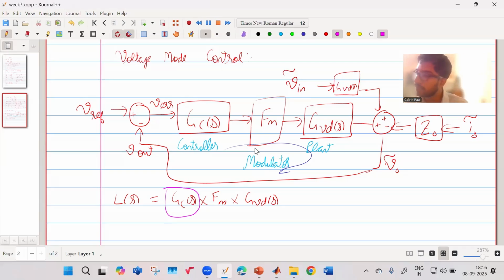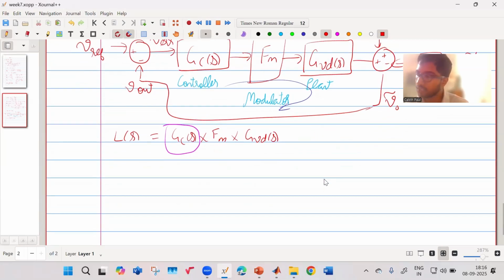So now, what is the method we use for designing? Sir has shown stable pole zero cancellation.